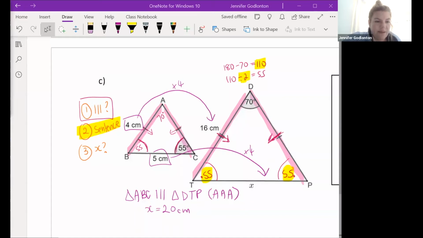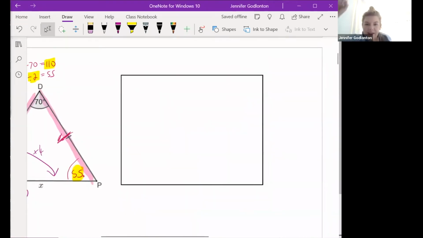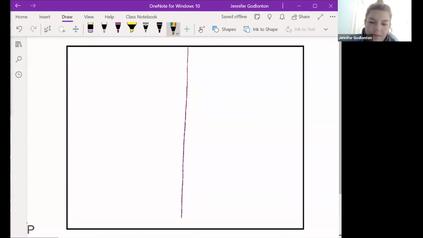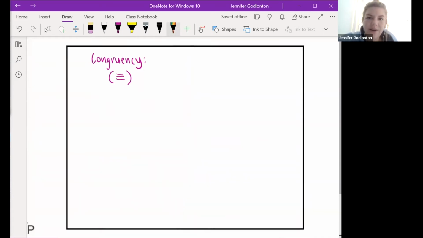Don't worry, Sarah. We're just going to write something very quickly over here. We're going to write two things. We can just draw a little line down the middle. First one is when we are dealing with congruency. Congruency is our symbol when we have three lines that are horizontal. Oh, my line is so skewed. That's a bit better.